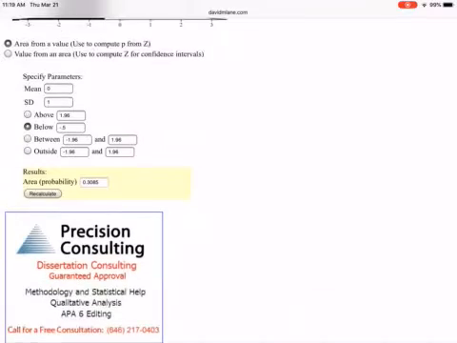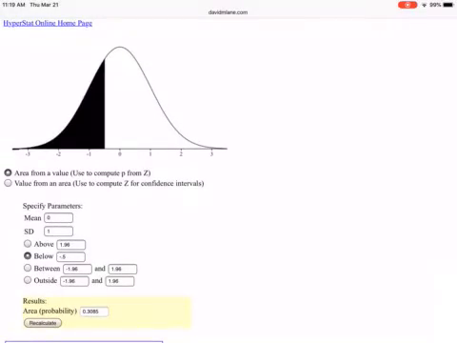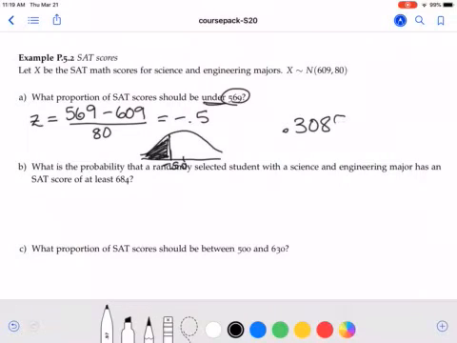And then we put in our z-score that we had just calculated, which was negative 0.5. And if we click then recalculate, we get an area or probability of 0.3085. And you can see that the picture here matches what we had drawn. Okay, so our answer here is 0.3085 for that probability or proportion.